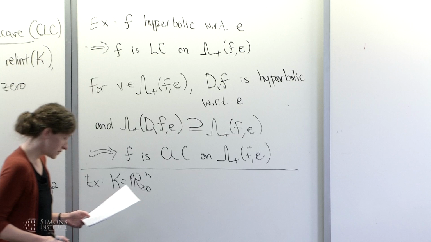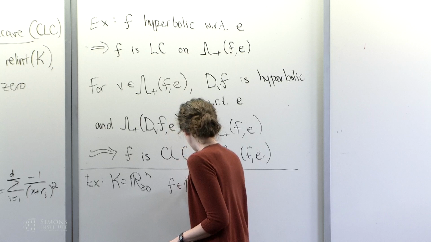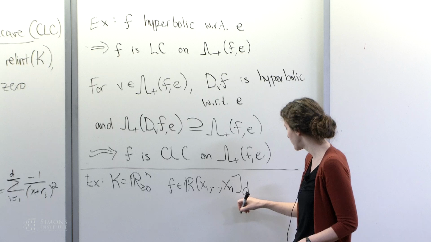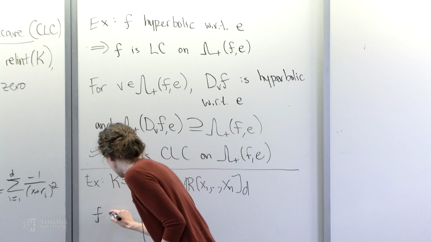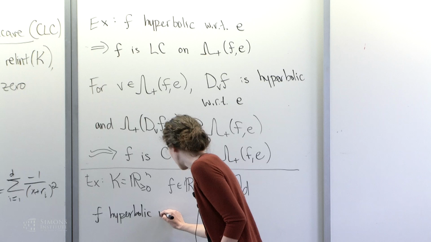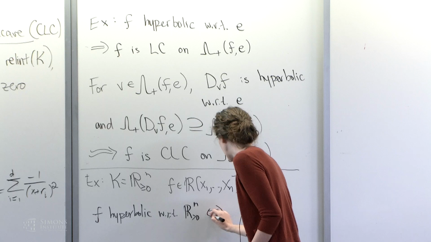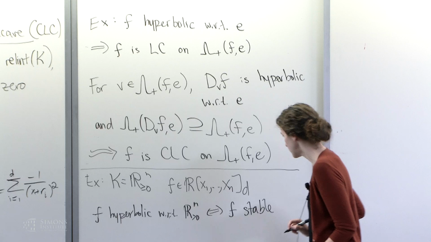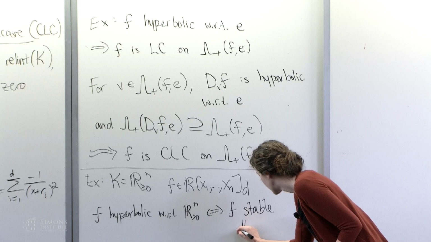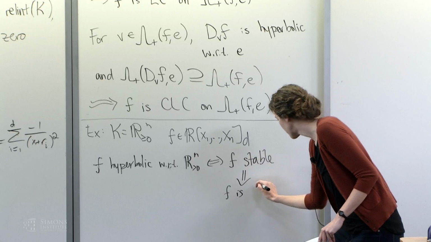If we have f, say, a homogeneous polynomial of degree d in n variables, then f is hyperbolic with respect to vectors in the positive orthant if and only if it is stable, which will then imply that f is completely log concave on the non-negative orthant.